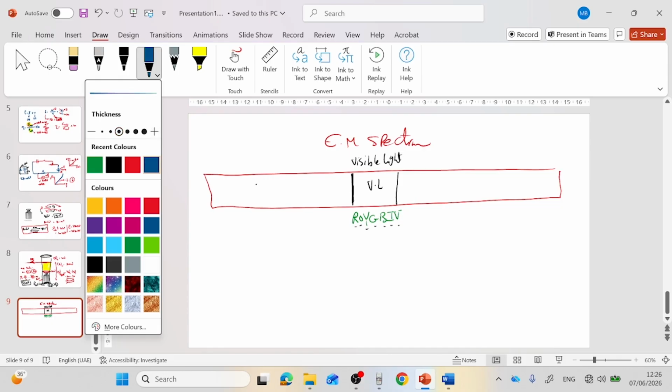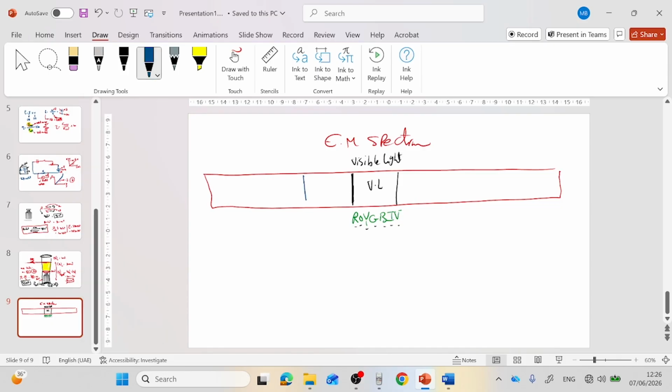Before this region, which is visible light, we have 3 other regions. And after this, we also have 3 other regions. This color is called red, right? So the region before it is called infrared. This part is called violet. So the region after it is called ultraviolet. So IR stands for infrared. UV stands for ultraviolet.